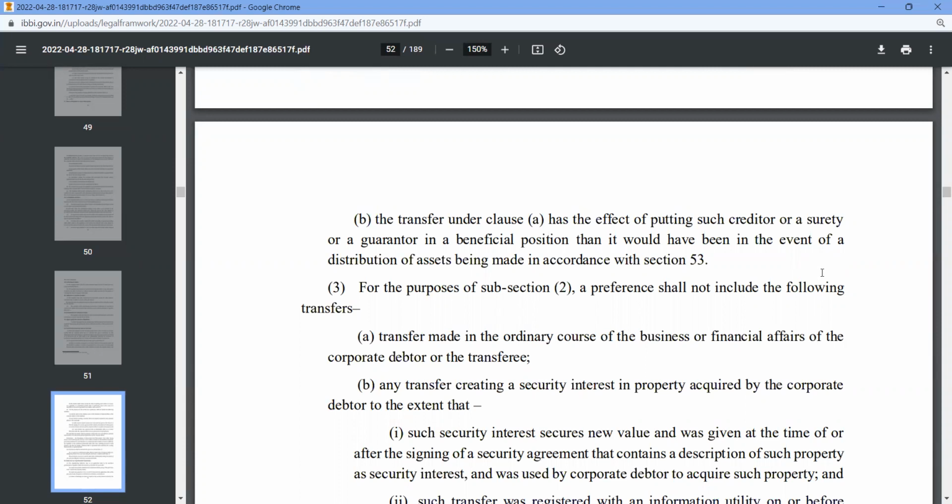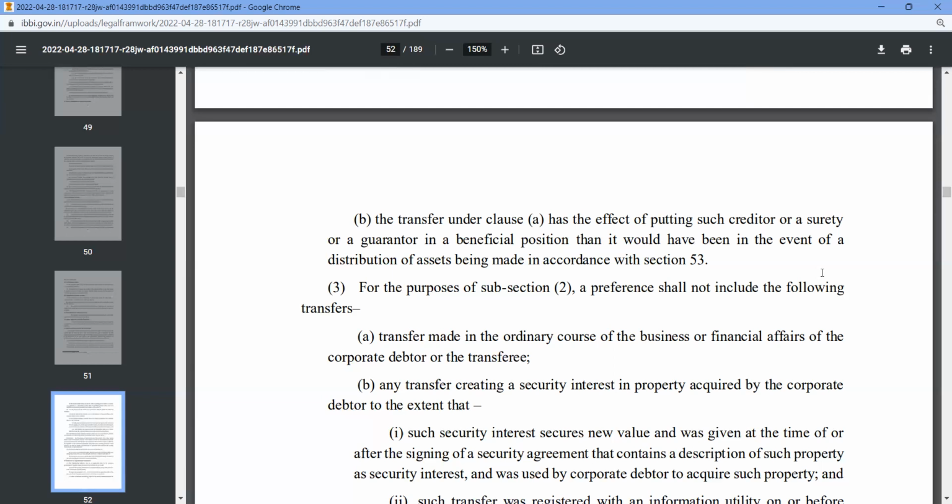Suppose section 53 is a line, and six people are standing in that line. Now if you call somebody who is at the sixth position to come forward, and you make him payment prior to the persons who are earlier in line, then you are deemed to have given preference. So this payment has to be in accordance with section 53. So this section 43 you have to read with section 53 also. And for the purpose of subsection 2, a preference shall not include the following transfers. So there are certain exclusions also.